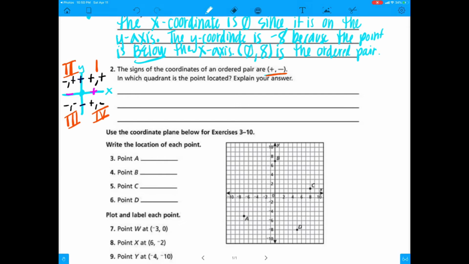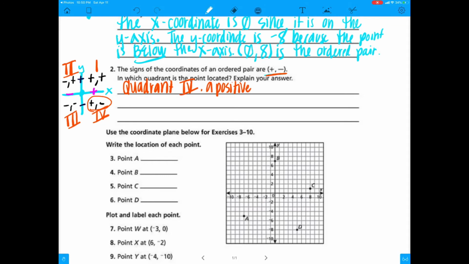This is a tip I had in my class. Get in the habit of being able to draw this and kind of quiz yourself. Okay, if we had -2, -2, that'd be in quadrant 3. If we had 14, 72, that would be quadrant 1. We did that all the time in my room just to keep our brains fresh.